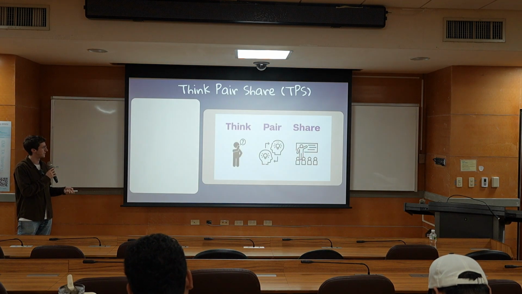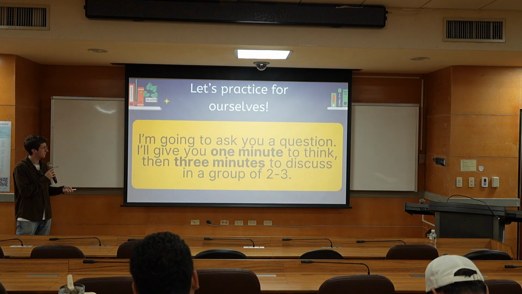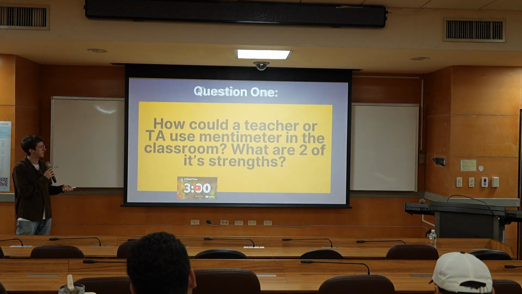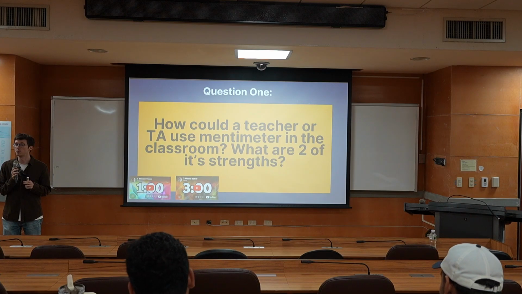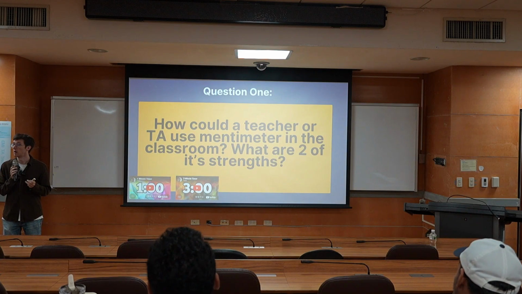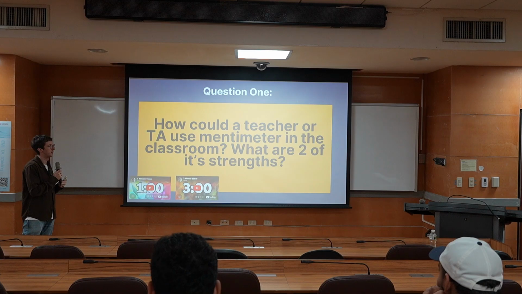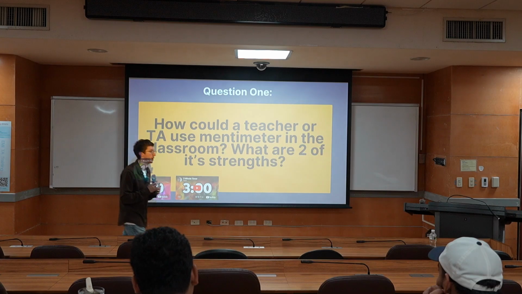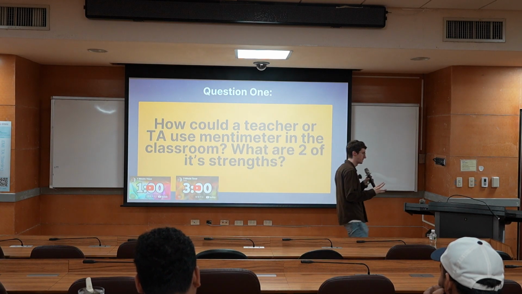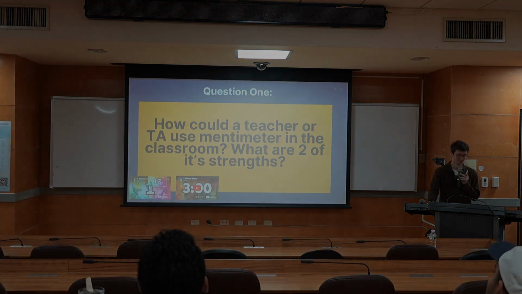So we will practice it. Our first question is pretty easy, just review. So like I said, try to talk to at least one other person, up to 3 or 4, okay? So the first question is, how could a teacher or TA use Mentimeter in the classroom, and what are 2 of its strengths? This is really easy, this is just review. Okay, so like I said, I'm gonna give you about 30 seconds to think, and then I'll give you 3 minutes to talk, okay?